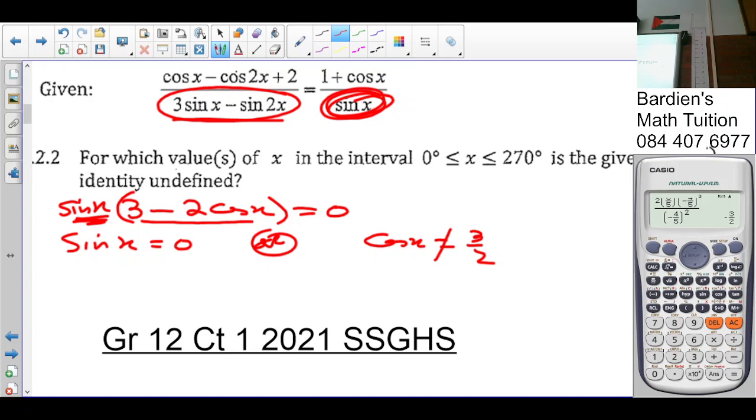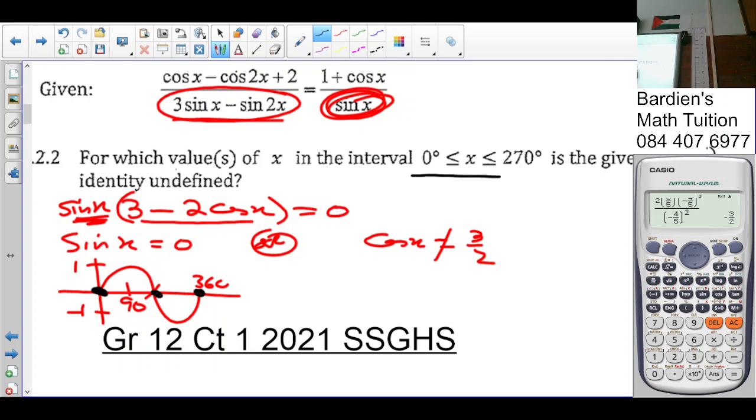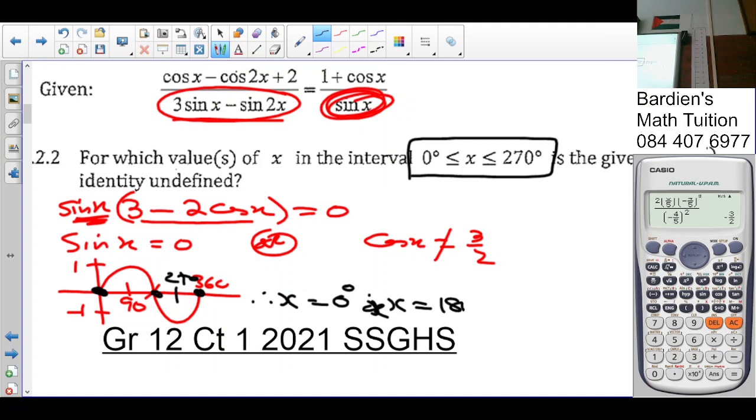Does it make sense? So what we do is we now draw the sine graph. Remember that is 1 and minus 1, and that is 360, 180, 90 and so on. Sine of x is equal to 0 at 0, 180 and 360, not so? But remember, there's a restricted domain. It's only from 0 to 270. So what's the solution? Therefore x is equal to 0 degrees, or x is equal to 180 degrees. Why? Because they only wanted from 0 to 270.